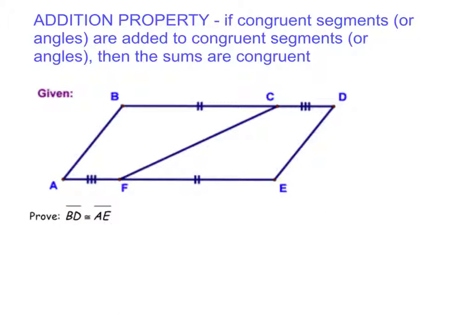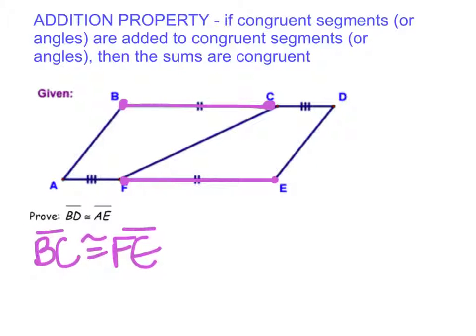In this next example, I'm also going to be using the addition property to prove that two segments are congruent, but this is slightly different than the previous examples. This addition property states that if congruent segments are added to congruent segments, then the sums are congruent. In this example, I have that segment BC is congruent to segment FE, and also that segment CD is congruent to segment AF.